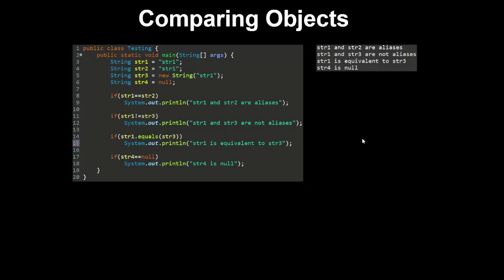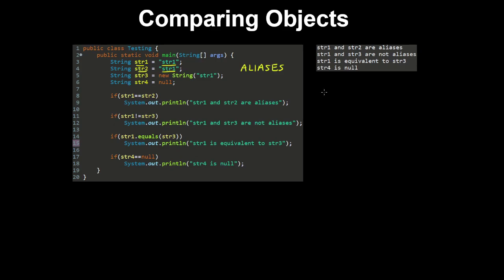Two object references are considered aliases when they both reference the same object. If we declare two strings using direct initialization, then these two references, str1 and str2, will reference the same string object in the pool, because we initialize them to the same string.